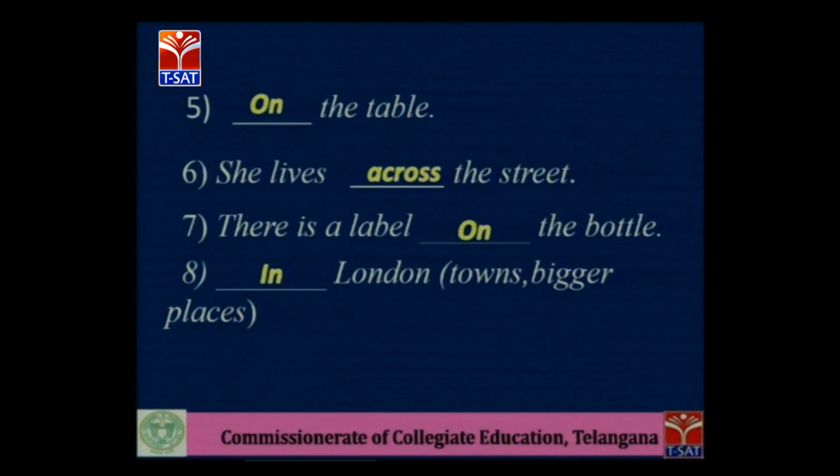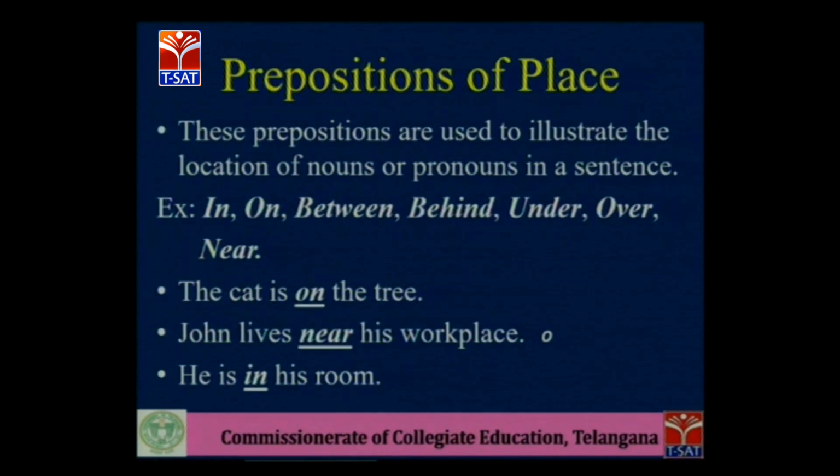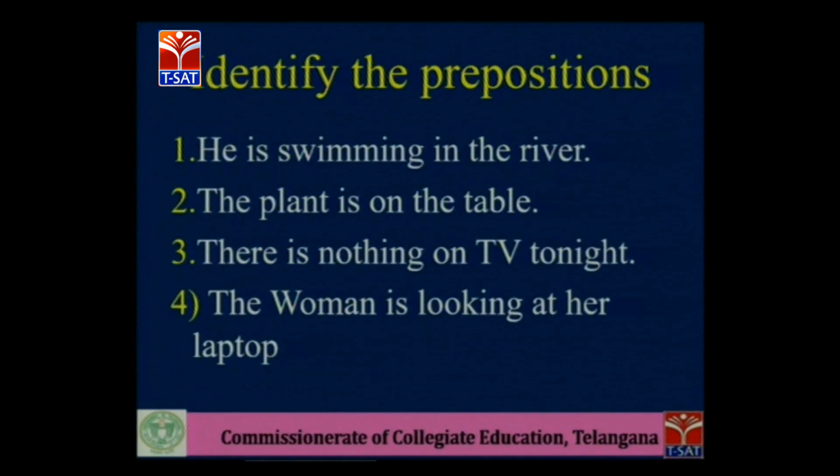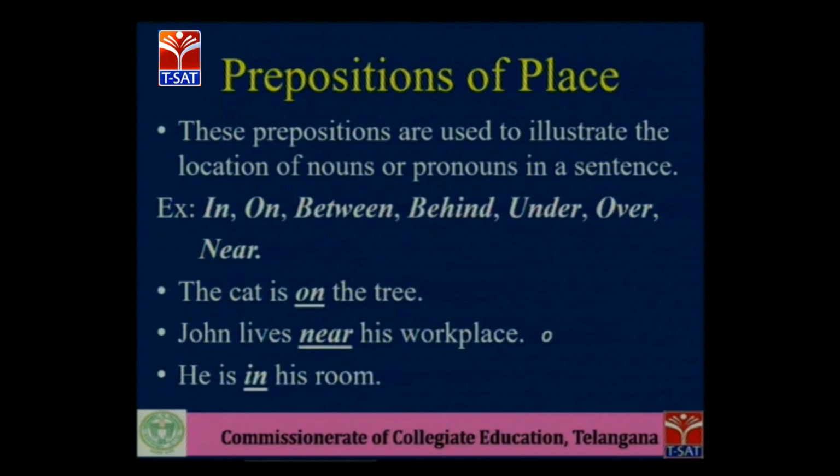So this is all about preposition of time. And now we'll move on to the next type, that is prepositions of place. So what is a preposition of place? So these prepositions are used to illustrate the location of nouns or pronouns in a sentence. And the examples of preposition of place could be between, behind, on, in, near, under, over, etc.